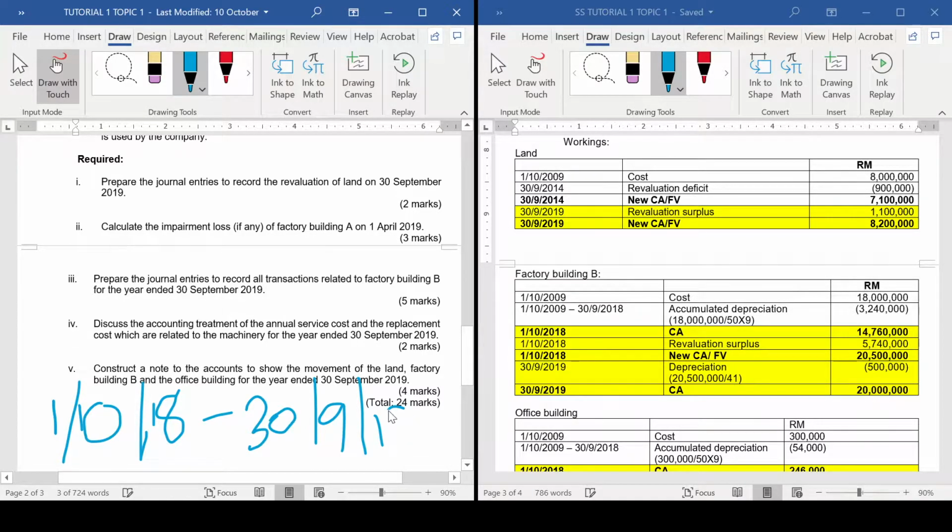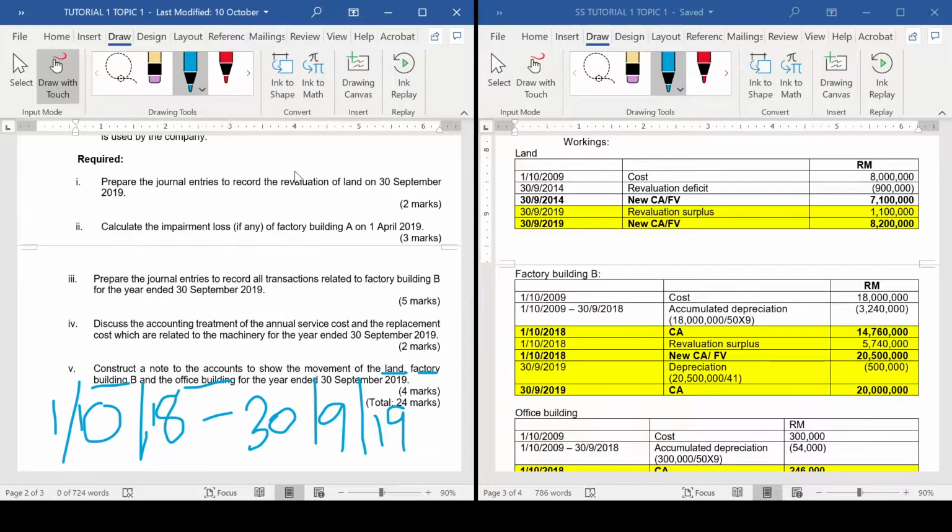Any transaction that happen within this date ought to be considered in our preparation of notes to PPE. All right, so we are required to prepare only for land, factory building B and the office building. So we're going to focus on these three assets only.